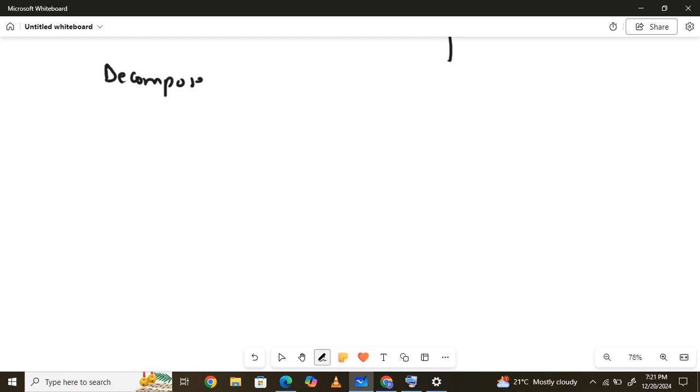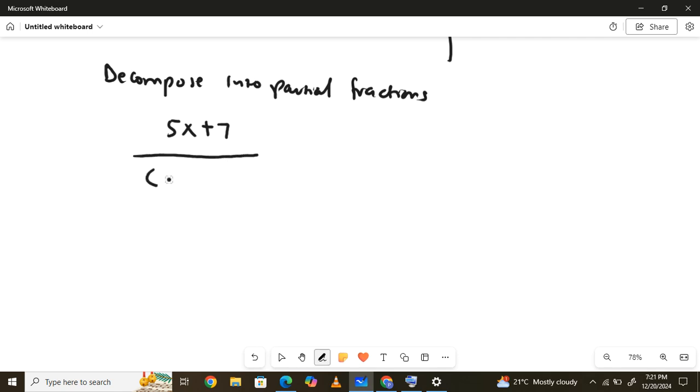We have an example where you are asked to decompose into partial fractions. We're given 5x plus 7 over (x plus 1)(x plus 2). The values in the denominator are linear factors, so it's quite straightforward.